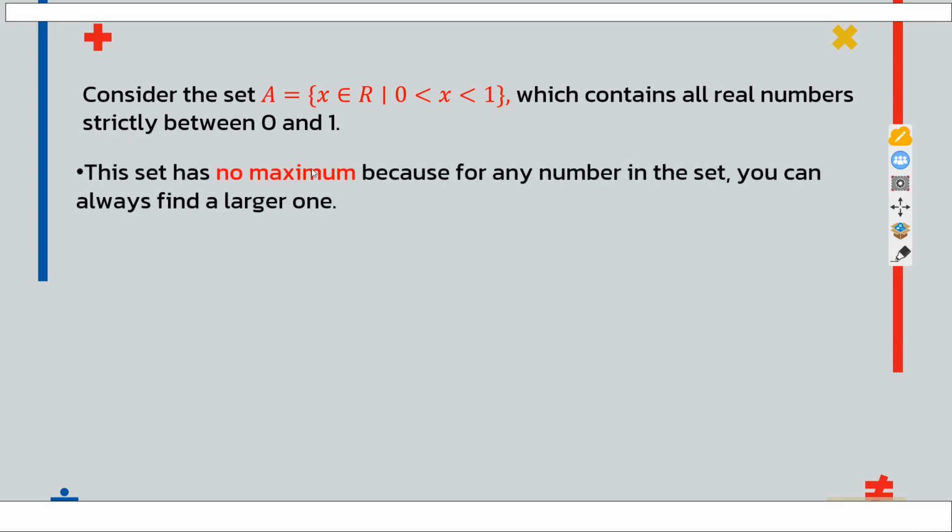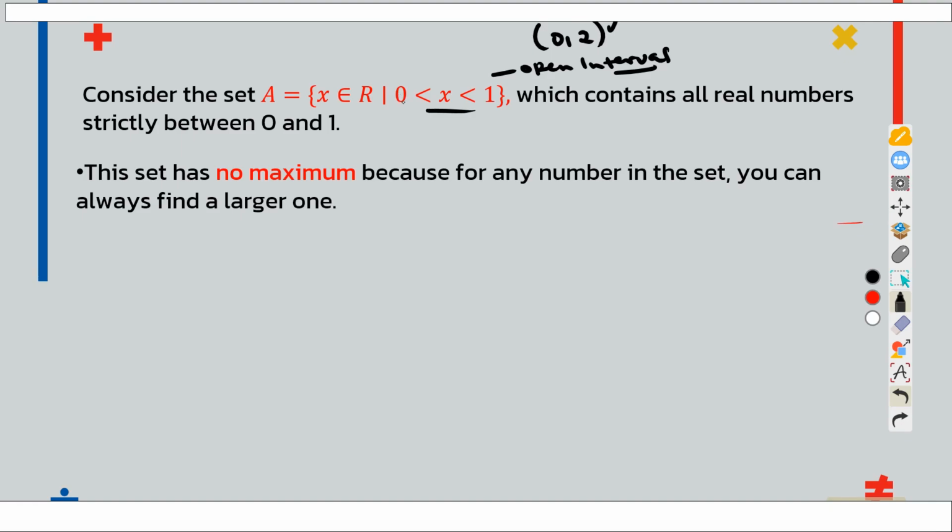So we are saying that this set has no maximum, because for any number in the set, you can always find a larger one. That is similar to what we have already talked about for a set of this nature. When we are talking about a set of this nature, you realize this is the same set. This is an open interval. So likewise, the same knowledge should be applied to this.